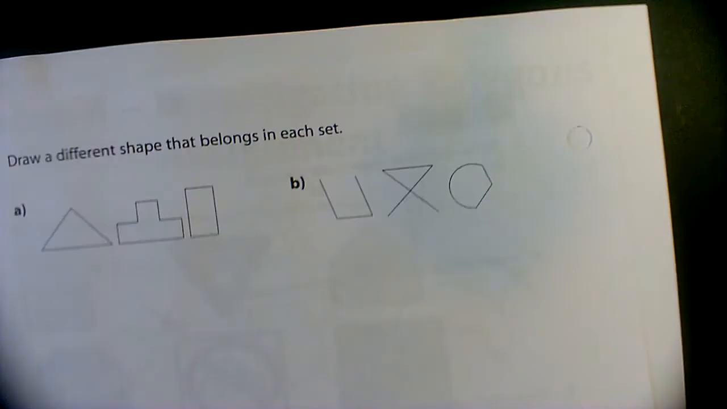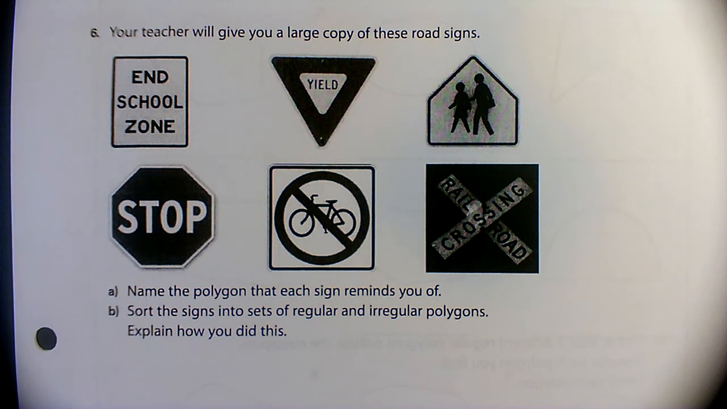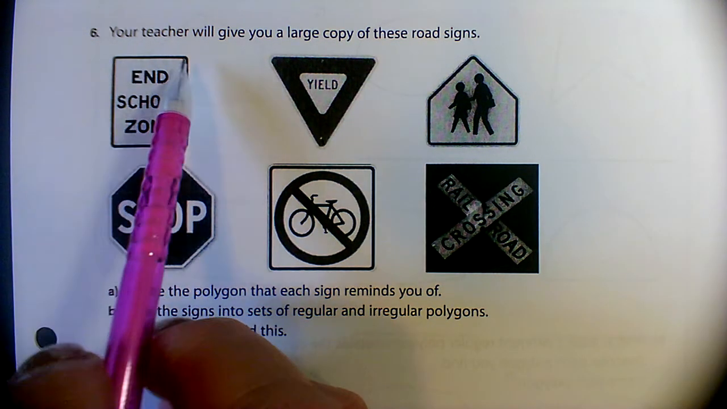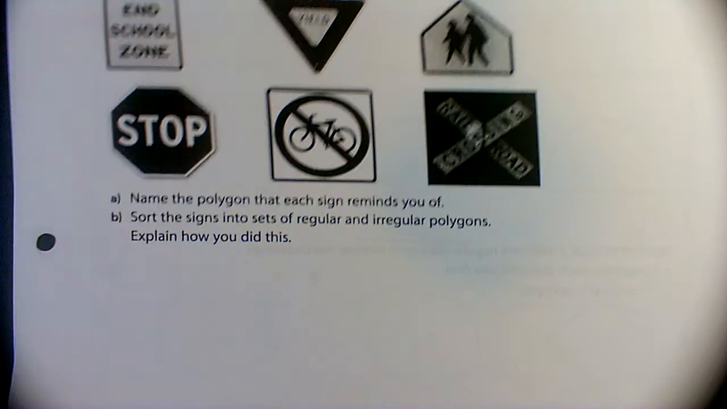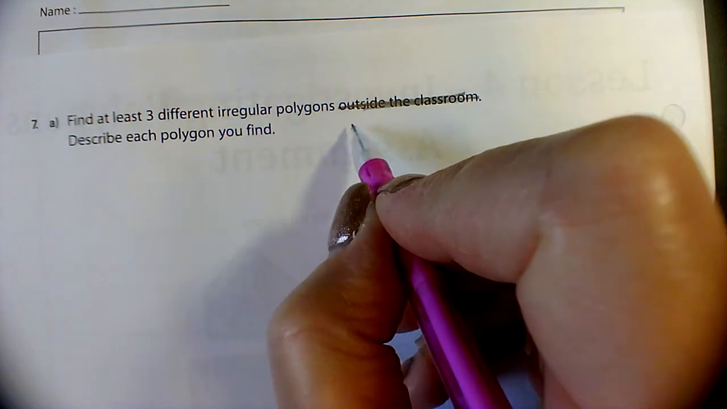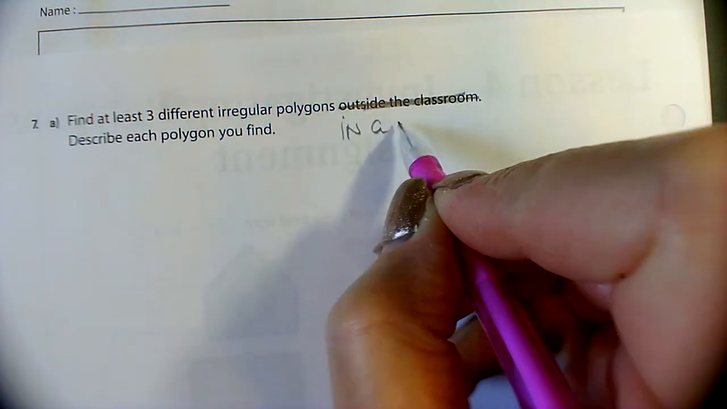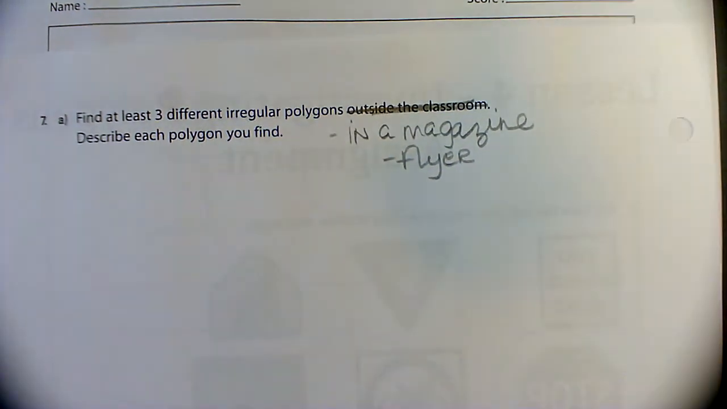All right. So in the assignment, again, the assignment on this one is pretty short. In the book where I got it from, it said it'll give you a large copy of these road signs, but you can see the road signs right there, and that sort of thing. Just make kind of a chart or something like that. And on the back it says find at least 3 different irregular polygons outside the classroom. Since we are not in the classroom, find them in a magazine or a flyer or something like that, and just paste them in here.